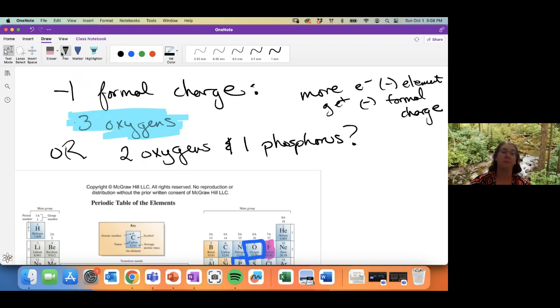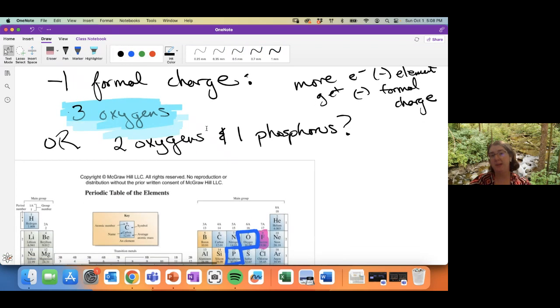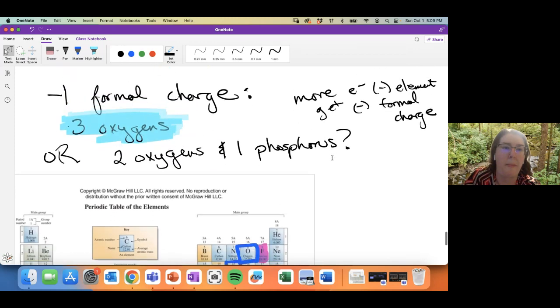That's how I know. So I don't pick randomly. I don't stop until I think it looks cool. I take whichever structure minimizes positives and negatives, and then whichever one gets me negative stuff on the most electronegative element, or conversely, positive stuff on the least electronegative, if that's the direction we're going, lets me know.